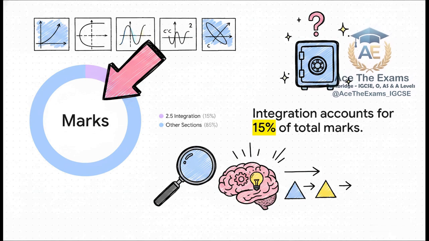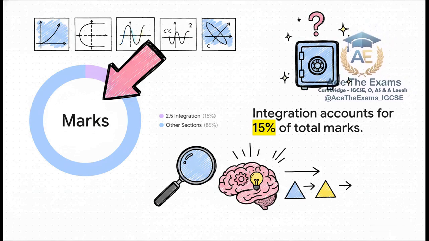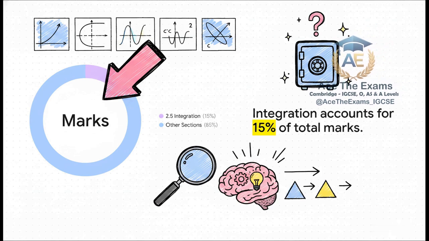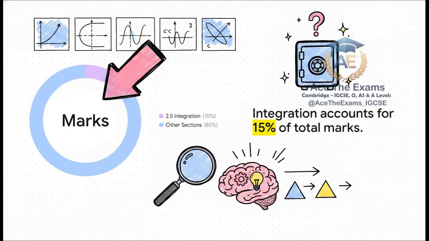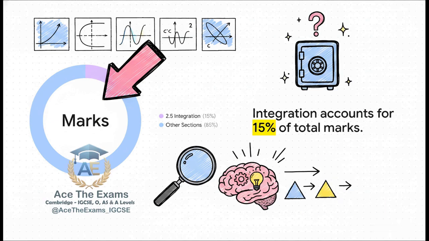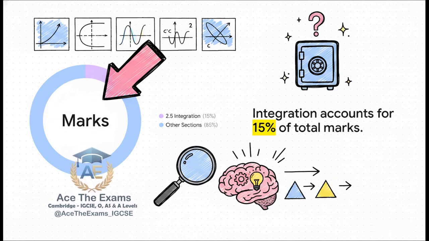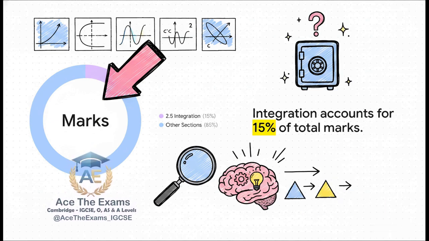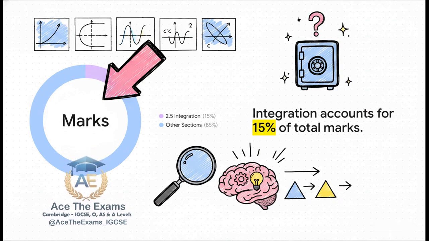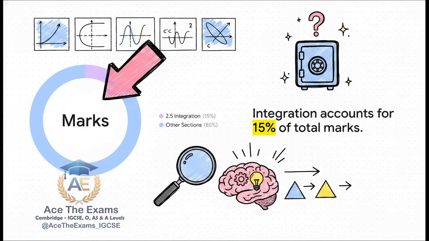The examiner's grid is heavily weighted toward your ability to manipulate these exact expressions. When your eyes scan the paper and see e to the power of ax plus b, your brain needs to instantly trigger the standardized processing sequence that Cambridge demands. We are going to deconstruct exactly how to secure every single fraction of that 15% mark allocation.